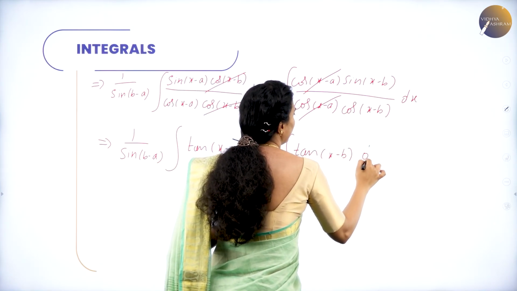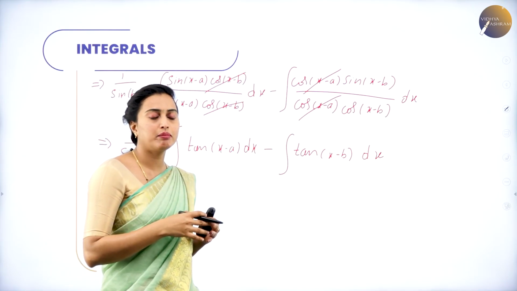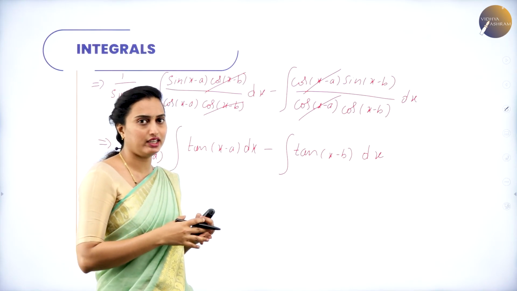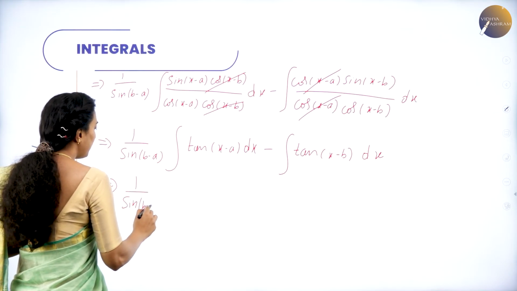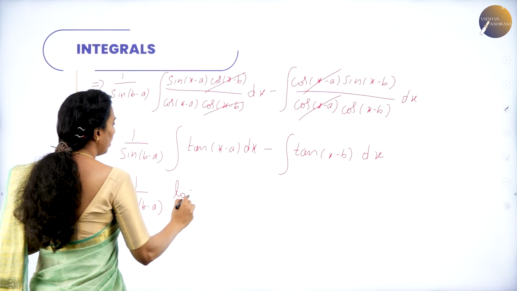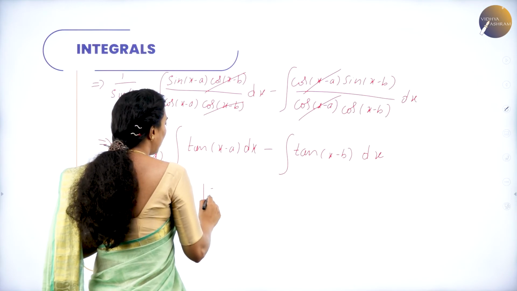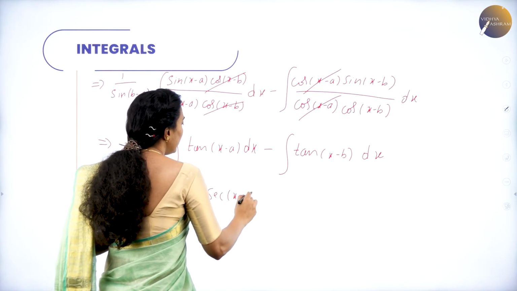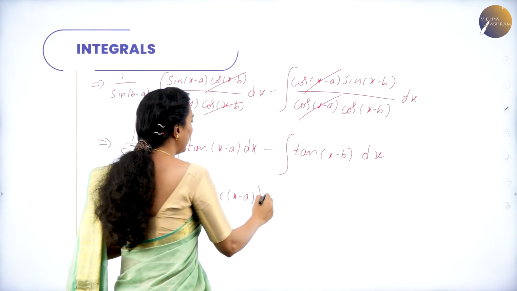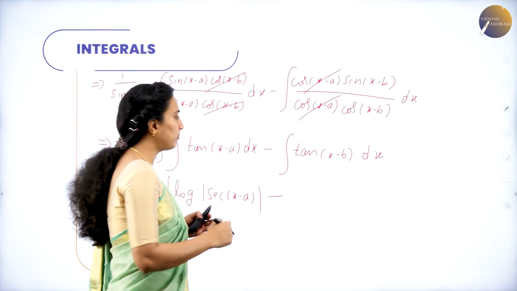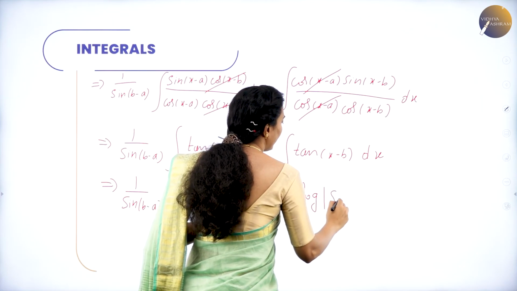b into dx. Now dears, you know already the integral of tan x is nothing but log of modulus secant x. Therefore, writing that 1 by sine of b minus a, integral of this giving you log of, open the bracket, because 1 by sine of b minus a will be multiplied throughout, modulus of secant of x minus a divided by coefficient of x is 1. Coefficient of x is 1. So, neglecting that, anything divided by 1 will be the same thing. So, this also log of modulus of secant of x minus b.